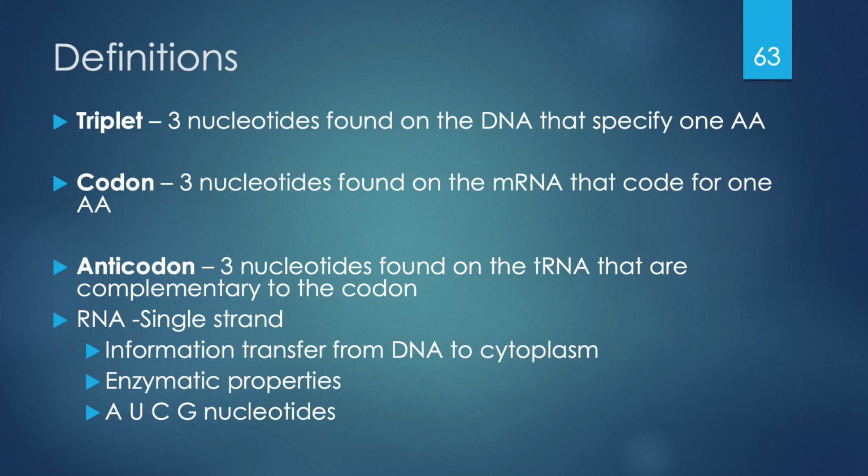Now, RNA is set up as a single strand, and it's important because it allows for information transfer from the DNA into the cytoplasm. And it has enzymatic properties, which of course will help facilitate a reaction. And instead of being the A, T, C, G nucleotides that we discussed in DNA, we have one change in RNA, and that is that the T changes from thymine to uracil. So it's A, U, C, G.